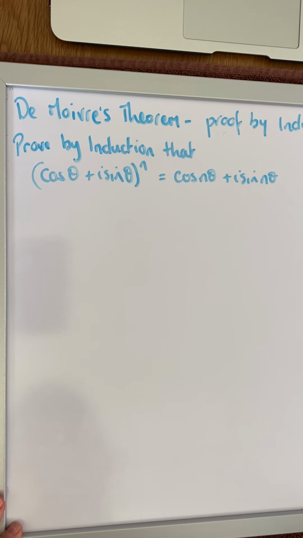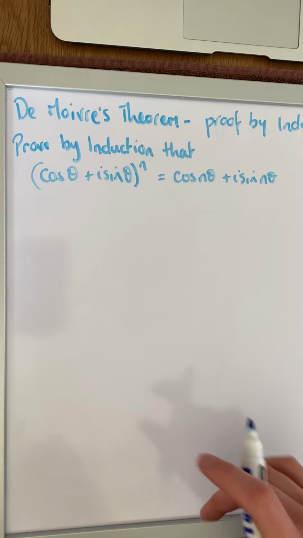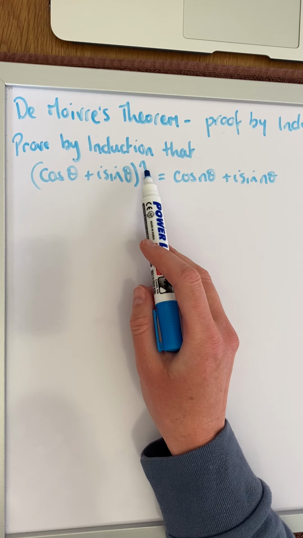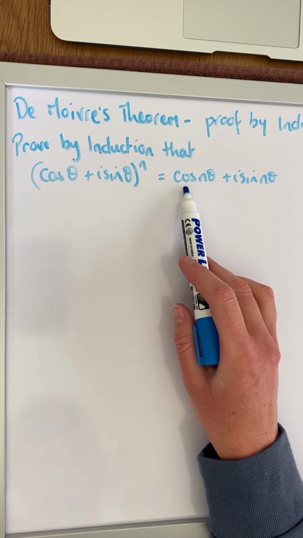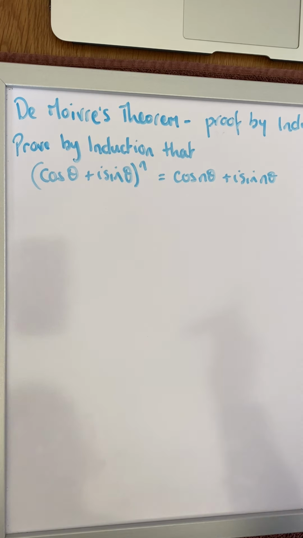Okay, this is our final video on proof by induction, and this is the proof of De Moivre's theorem by proof by induction. So what we want to look at proving is that (cos theta plus i sine theta) to the power of n is equal to cos n theta plus i sine n theta. Now our steps are the same as our previous proofs by induction.